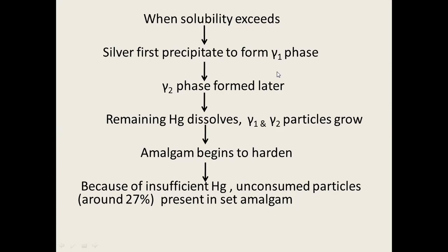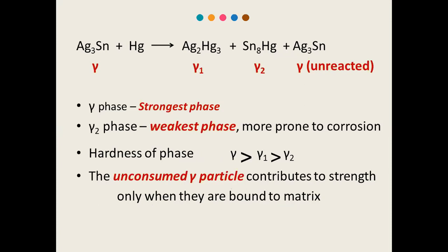Now there are certain alloy particles that remain in the structure which are unconsumed particles, meaning all the mercury was used up in formation of gamma 1 and gamma 2 phases, and these particles remained unconsumed, meaning they did not get the mercury because of insufficient mercury present in the structure. So these unconsumed particles are present in the set amalgam, around 27% of the set amalgam. So how is the reaction that we will have to write?